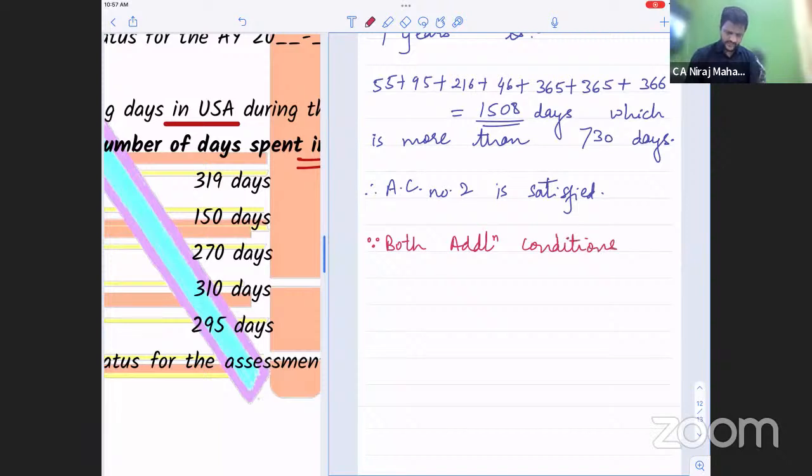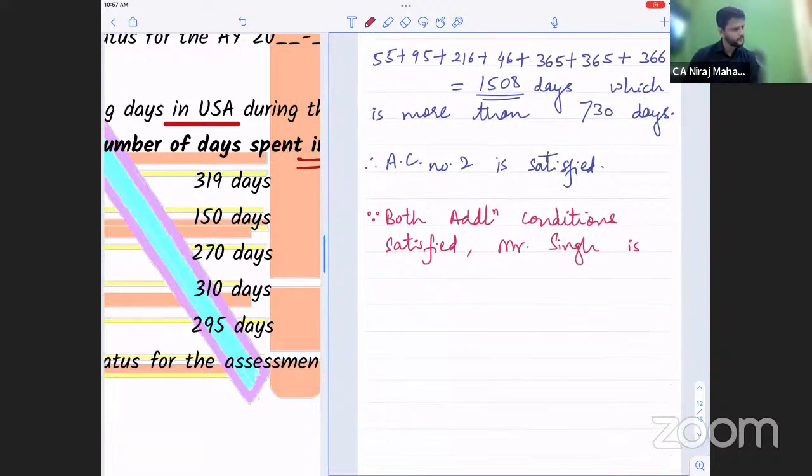Since both additional conditions are satisfied, Mr. Singh is ROR. Yes or no, all of you? For AY '23-24. Yes, all of you.